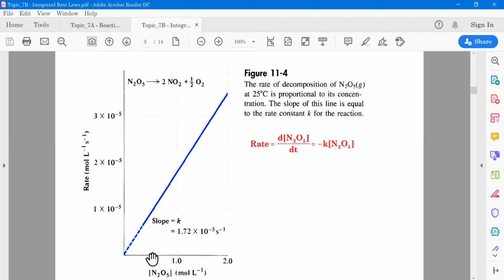The data points are not shown here, but there's a series of different experiments that involve different initial concentrations and then measure the initial rate. And what was observed is that the reaction follows a plot that looks linear. In other words, if we double the initial concentration, we double the initial rate. If we triple the initial concentration, we triple the initial rate. And that's all that we're observing here. So the rate of change of N2O5 with respect to time is just minus k times the concentration of N2O5 for the initial concentration.